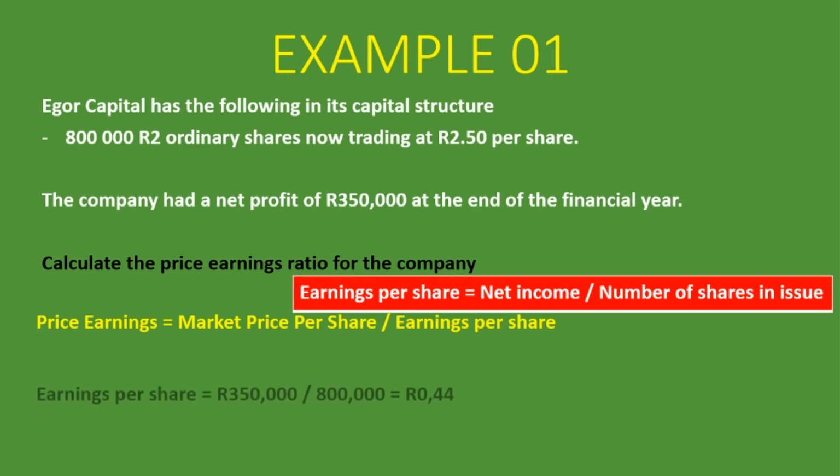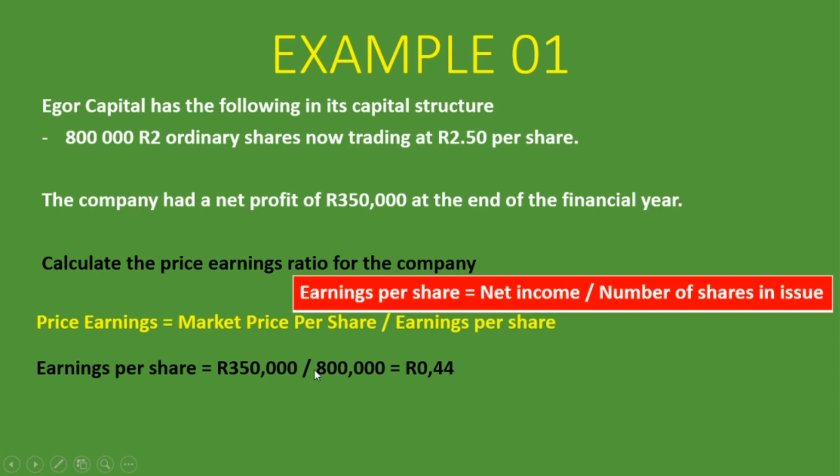So it's our net profit of 350,000 rand divided by the number of shares in issue. And we were told here it's 800,000 2 rand ordinary shares. So it's 350,000 divided by 800,000 shares, and it gives us 44 cents. That is the earnings per share. For each share, they're getting 44 cents as earnings.